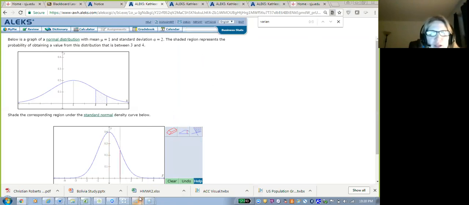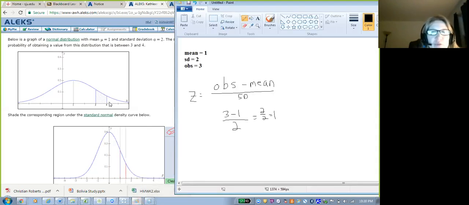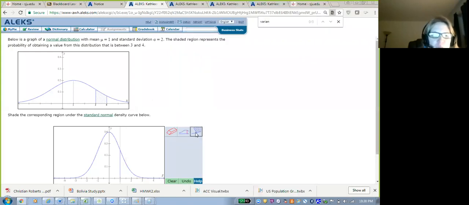Now we're going to go back and do the same thing for the value of 4. We're going to try and figure out where 4 is going to fall onto this line. So now our new observation is going to be at 4. So we would take 4 minus 1 over 2, which is 3 over 2, or 1.5. So this is going to convert to a line at 1.5, directly between 1 and 2. And then we just want the area between, so we're going to color the area between.